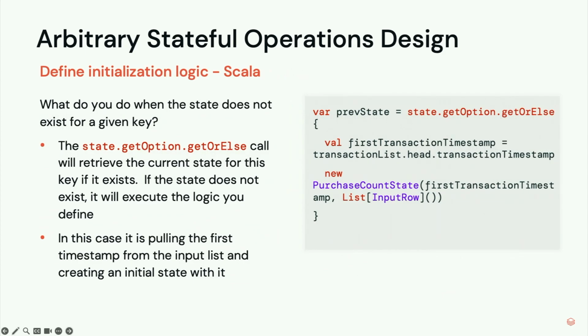In Scala, there is a state function called getOption, getOrElse. Now, for Scala folks, this will be familiar to you. If the state exists, it will return it. If the state does not exist, it will execute code that you've provided to initialize it. And here, all I needed to do is just grab any transaction timestamp and then have an empty list of input row.